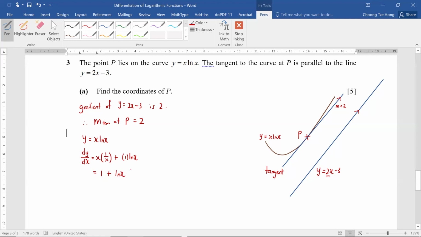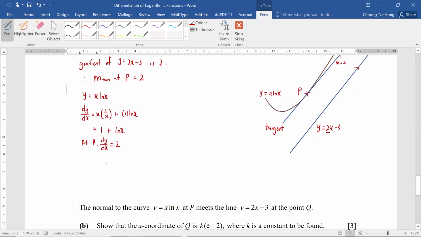As mentioned, we are going to equate dy/dx to 2. So what we can write is that at P, dy/dx will be equal to 2. Now we form the equation: 1 plus ln x equals 2. So ln x will be equal to 1. We know that 1 is actually ln e, so we can write it this way. Therefore x will be equal to e. So the x coordinate of point P is going to be e.